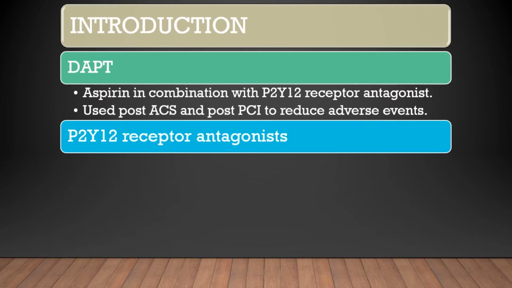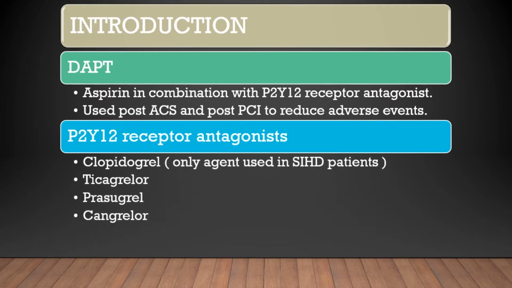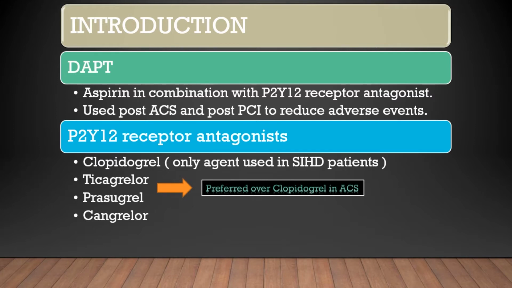The P2Y12 receptor antagonists include clopidogrel, which is the only agent used in stable ischemic heart disease patients, ticagrelor, prasugrel, and the intravenous agent cangrelor. From the guidelines, we also know that ticagrelor and prasugrel are the preferred agents over clopidogrel in acute coronary syndromes.